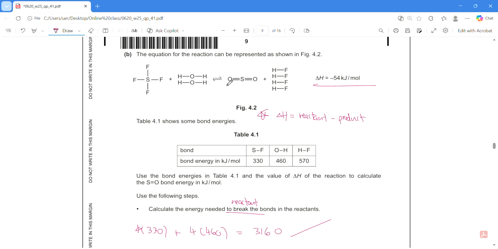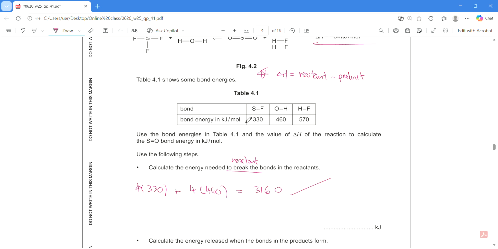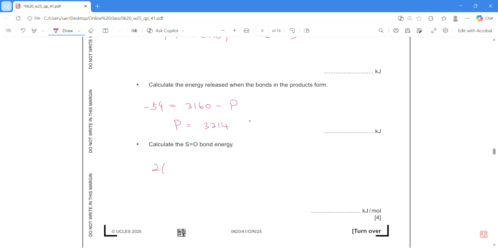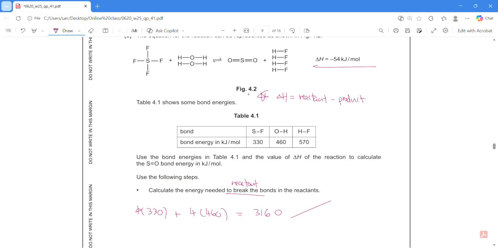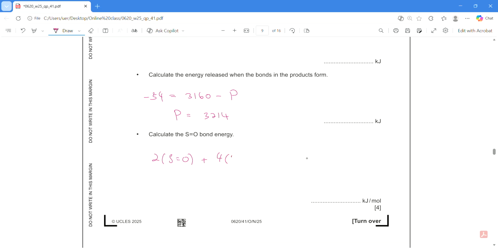Calculate the S double bond O bond energy. Now we look at the bond energy of product. We have 2 S double bond O, and then we have 4 HF. So 4 times 570 equals 3214. Rearrange this, simple maths, and we should get S double bond O equals 467. Your favorite number, 67.